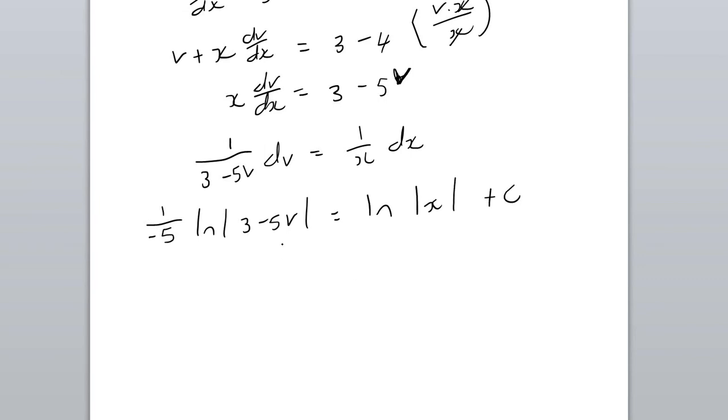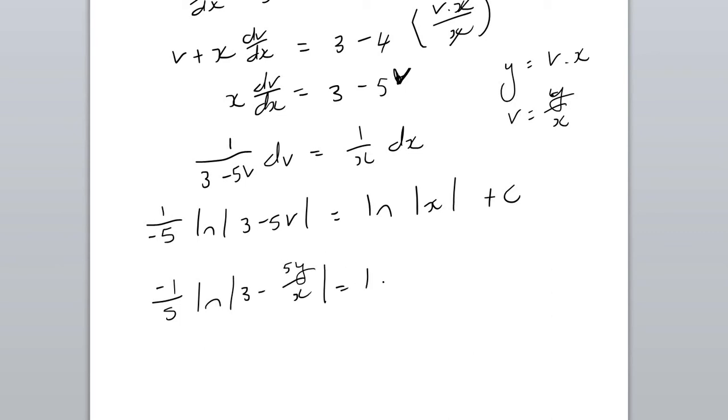And then we can just replace v again with y over x, because we had y is equal to vx. If we make v the subject, then v is equal to y over x. So my final answer is going to be negative 1 over 5 natural log 3 minus 5y over x is equal to natural log of x plus c. And again, we can leave our answer in implicit form. I do not have to make y the subject.